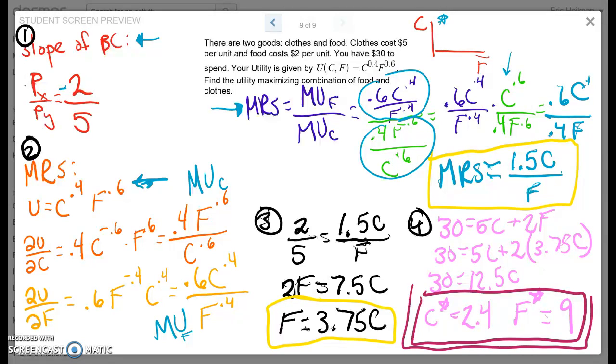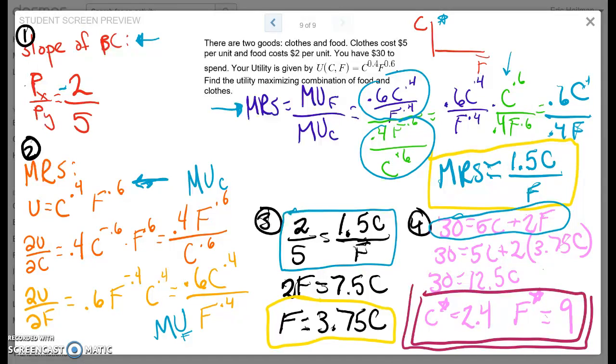Okay. So now that we figured out the slope of the budget constraint and the marginal rate of substitution, we're going to set those equal to each other in step 3, which is what I'm doing here. So 2/5 was the slope of the budget constraint. The marginal rate of substitution was 1.5 C over F. I just cross-multiplied and then solved for F and get F is equal to 3.75 C. That's what I'm going to use in the final step to plug into the budget constraint.